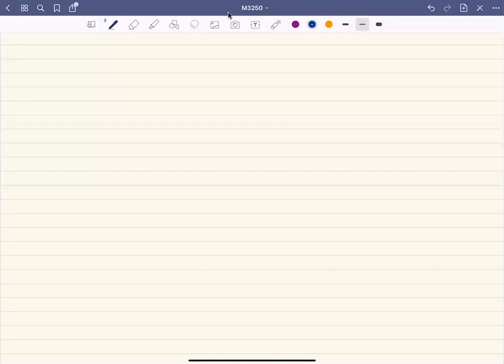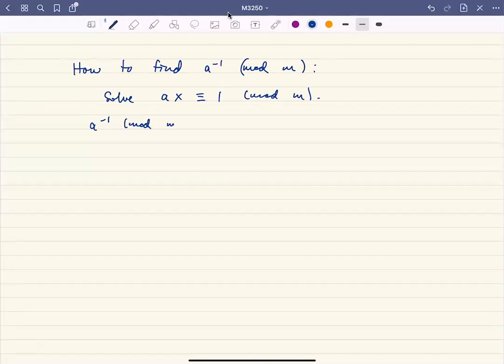So what I want to do is talk about how to find A inverse mod M. In other words, we're going to start by solving AX is congruent to 1 mod M. And from what we saw previously, we know that this has a solution. So A inverse mod M exists if and only if the greatest common divisor of A and M divides 1.